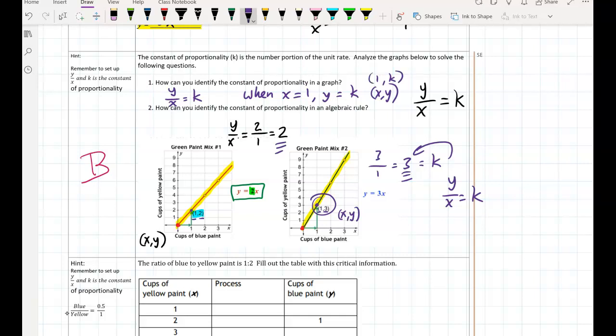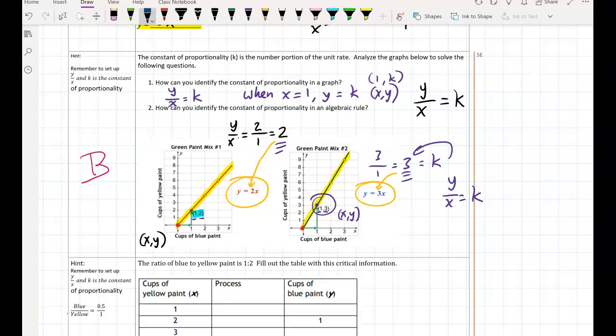And how can you identify the constant of proportionality in an algebraic rule? So let me erase this here. When we look at this algebraic rule here, what's the constant of proportionality? Well, we found it to be 2. And look where that 2 is. It's the coefficient of x. Look at our equation for this other one. What's the constant of proportionality? Well, we found it to be 3 when we divided y by x, and look where it is. It's right there next to the x. So it's always going to be the coefficient of x.